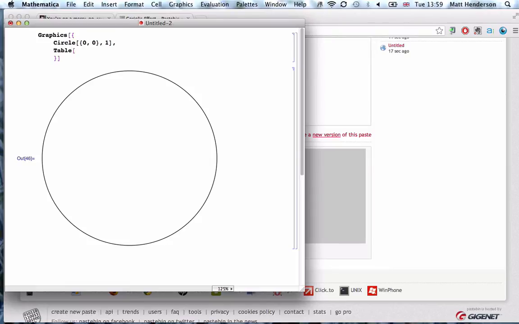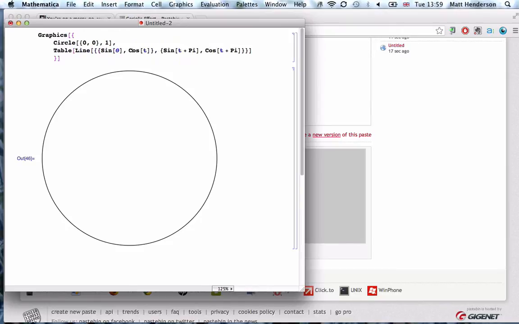So spokes are lines from one point on the circle, sine t cos t, to the opposite point on the circle, so t plus pi. So that's a spoke, but I actually don't want to use t, because t is more like time.